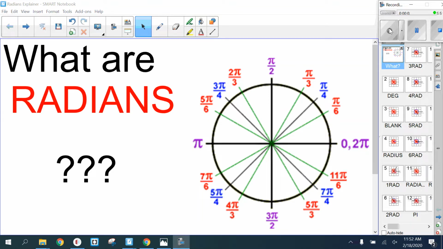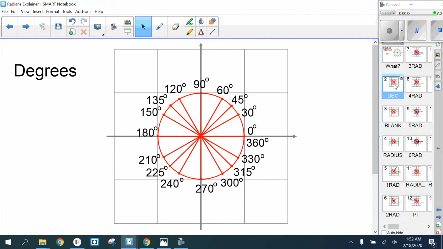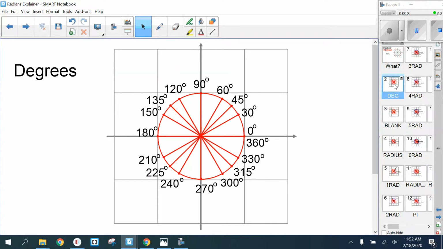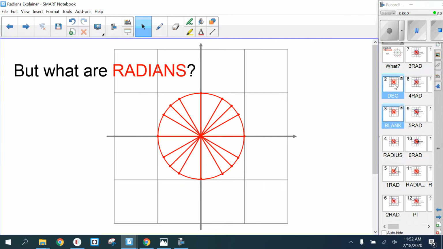What are radians? By now you should be comfortable with degrees, and you should know all of the degrees from 0 to 360 and those angles. Radians is like the same thing but different. It's like speaking a different language, all right? We're going to be able to translate between degrees and radians and go back and forth. And even though you're comfortable with degrees, you really don't want to use that language right now.